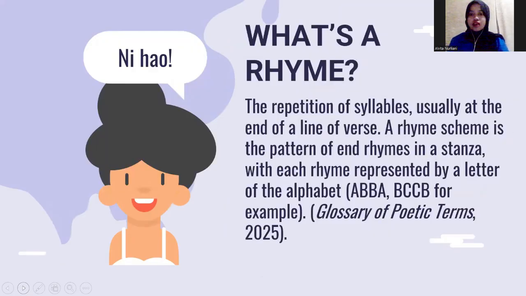So what is a rhyme? By the glossary of poetic terms, a rhyme is the repetition of syllables, usually at the end of a line of verse. A rhyme scheme is the pattern of rhymes in a stanza, with each rhyme represented by a letter of the alphabet. It can be A, B, B, A, or B, C, C, B, for example.